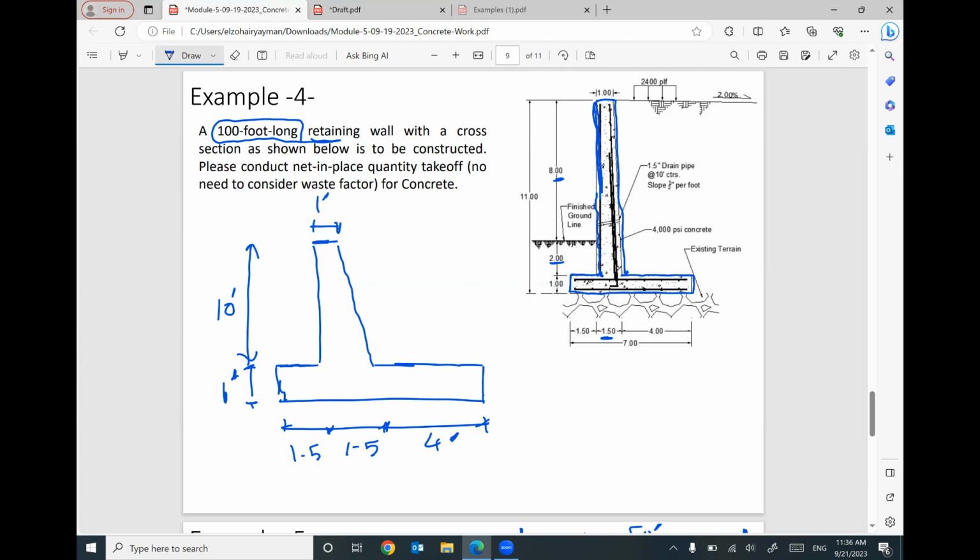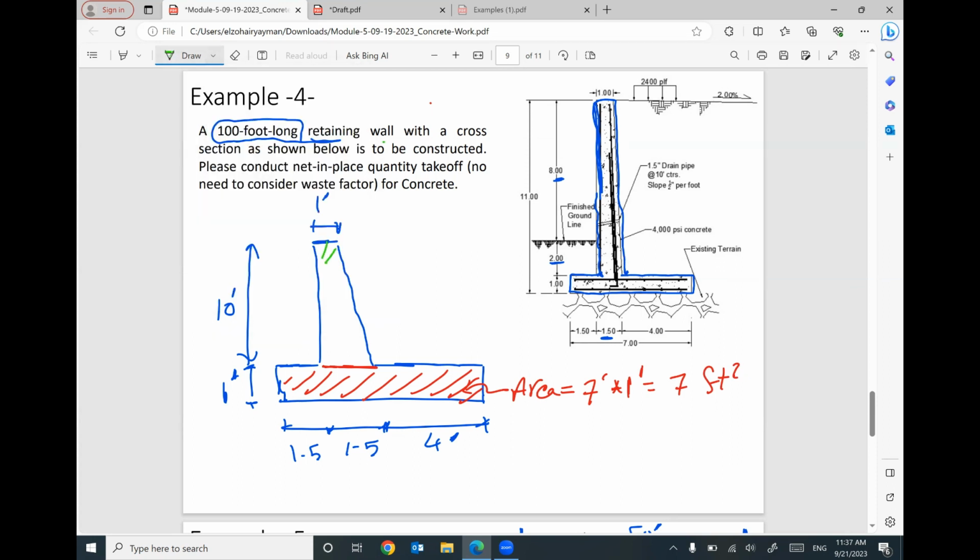Does that make sense? So if you would like to figure out the area of this cross section, I think we cannot do this one time. We have to divide this cross section into many parts. The first part is this one. So the area of this part will equal 7 feet times 1, equal 7 square feet.